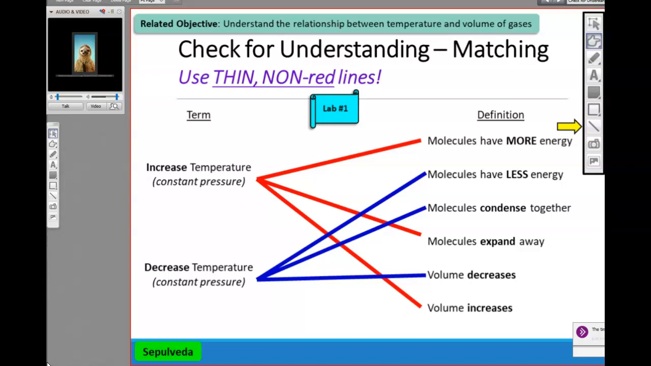So I need to see a green check from Angela. Anne-Marie, green check. Brittany, green check. Cody, green check. CJ, green check. Dominic, green check. Asia, green check.